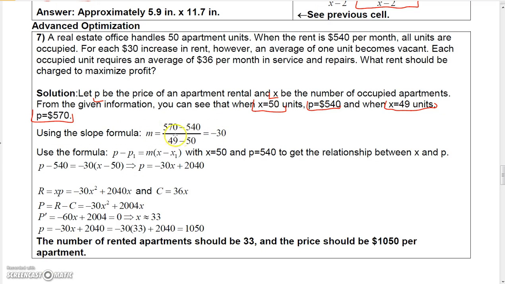So using that information, I can get the slope. If I take P2 minus P1 over X2 minus X1, 570 minus 540 over 49 minus 50, I'll get negative 30 for the slope.